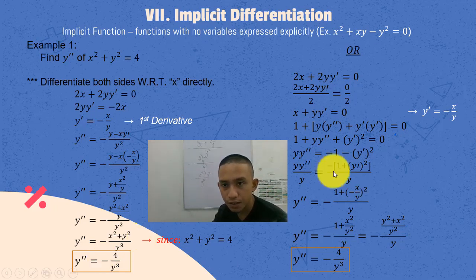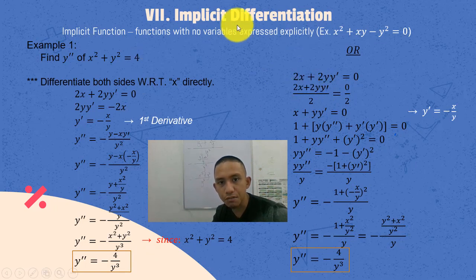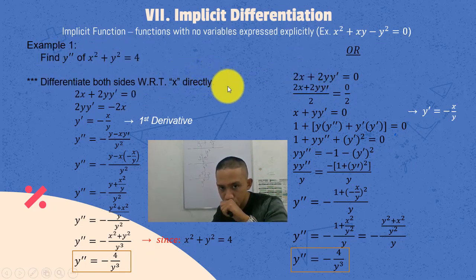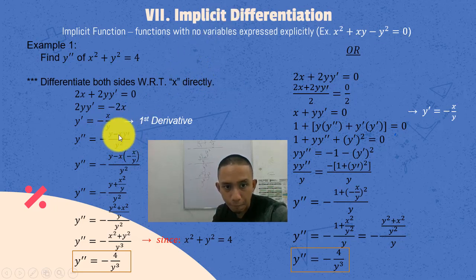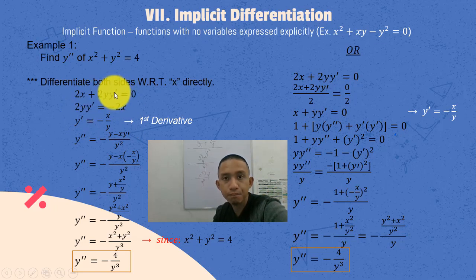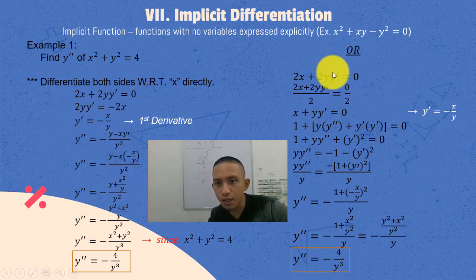Okay, this is my other solution, but the same, of course: differentiate both sides with respect to x directly. The difference here is that in the previous solution, I first separated y prime before I differentiated. But you can actually do it directly. We do not need to bring out y prime yet.